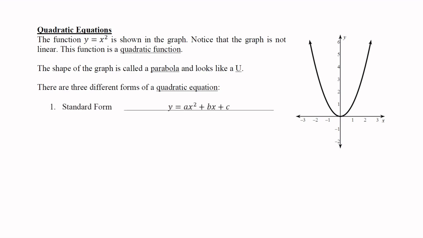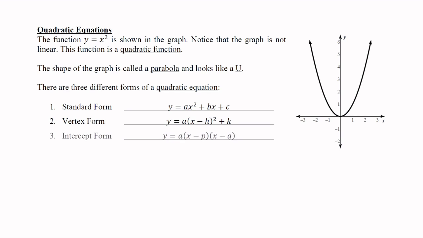You have standard form, which is in the form of y equals ax squared plus bx plus c. Vertex form, which is in the form of y equals a times the quantity x minus h squared plus k. And you have intercept form, which is y equals a times the quantity x minus p times the quantity x minus q. Quadratics will always have an exponent of 2, either explicitly stated as in standard or vertex form, or as a result of multiplying two x terms together, which you see in intercept form.